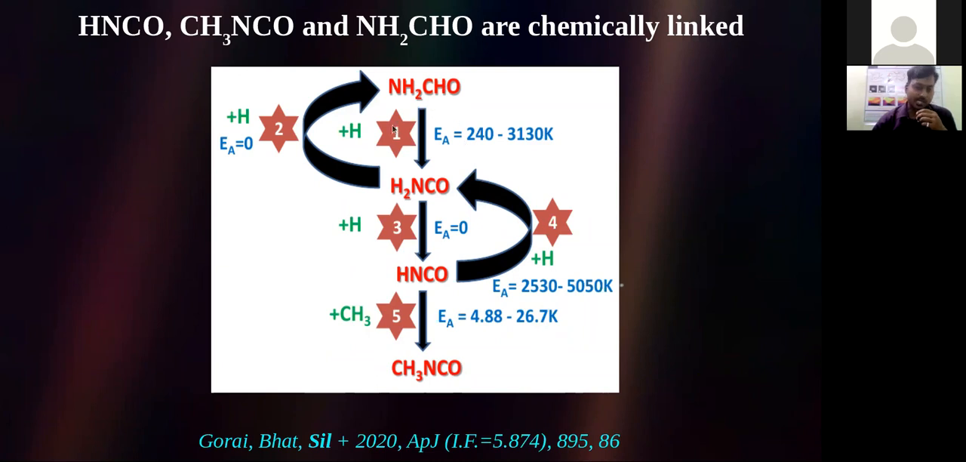And from our modeling study of HNCO, CH3NCO, and NH2CHO, we propose that these three peptide-bond-related molecules are chemically linked. That is, previously suggested, HNCO and NH2CHO are linked by hydrogen addition and abstraction reactions. HNCO by hydrogen addition forms NH2CHO, and NH2CHO by hydrogen abstraction forms HNCO. And these are the activation barriers of these reactions. We also find from our modeling that HNCO reacts with CH3 to form CH3NCO. So these three molecules could be linked.